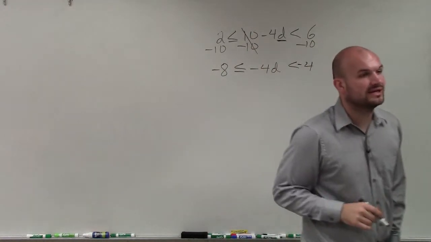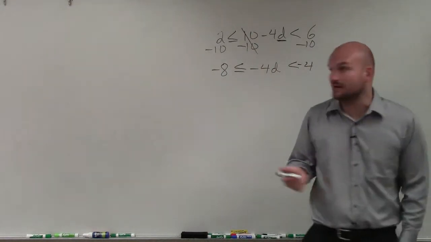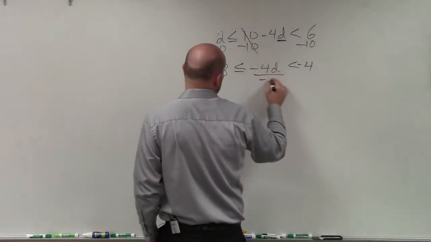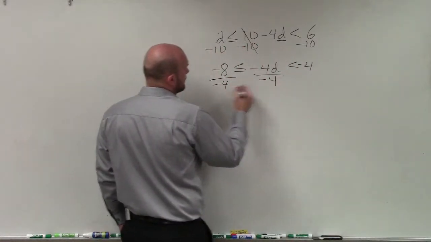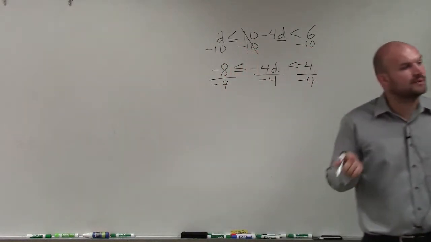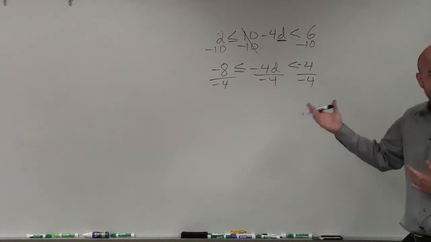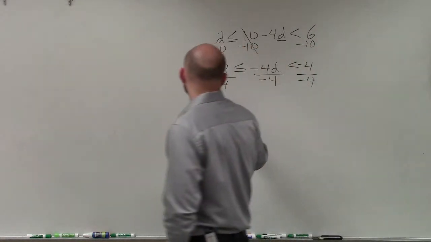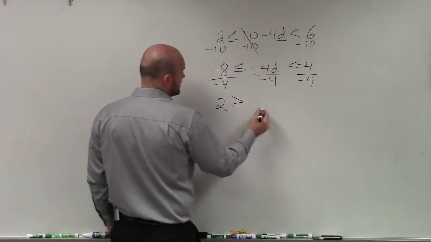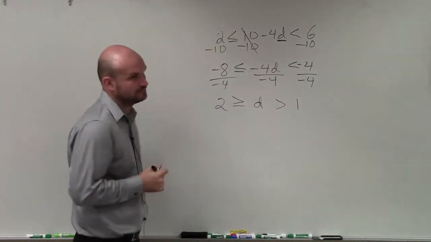OK, now we get to a point where I look at my variable d, and I say my variable d is being multiplied by -4. So now I need to divide by -4. And just as I spoke about last problem, whenever we multiply or divide by a negative number, we have to make sure we flip the sign. So this becomes positive 2 is greater than or equal to d, which is greater than positive 1.